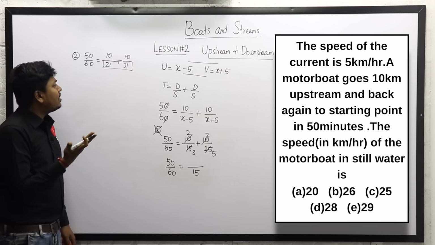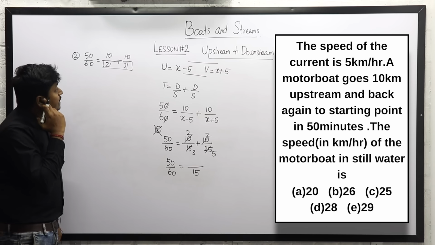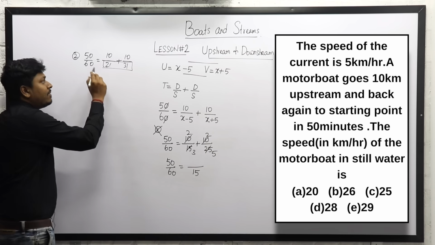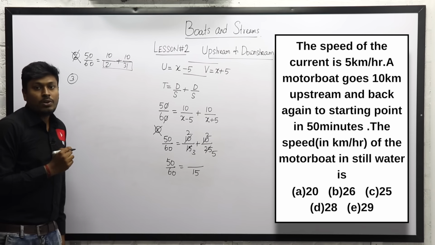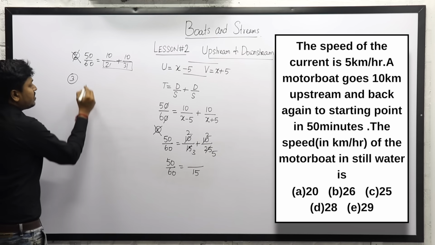21 and 31 will be LCM around 600 something. So definitely it will not be 60. So option number 2 is also wrong. Let me go on to option number 3. Option number 3 is 25.